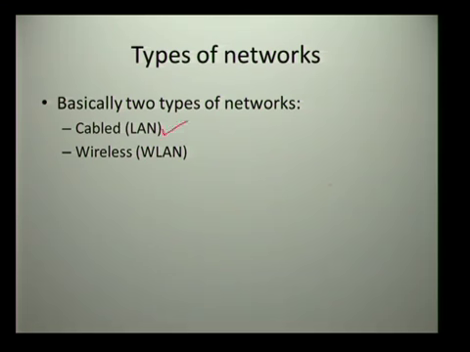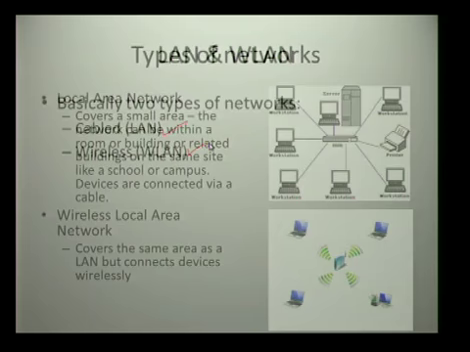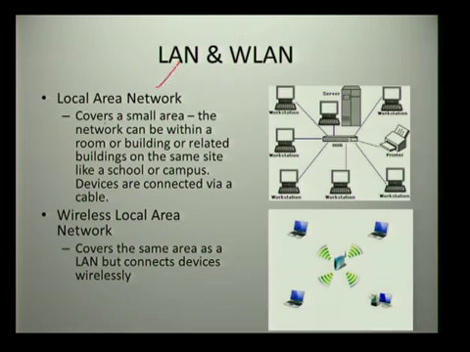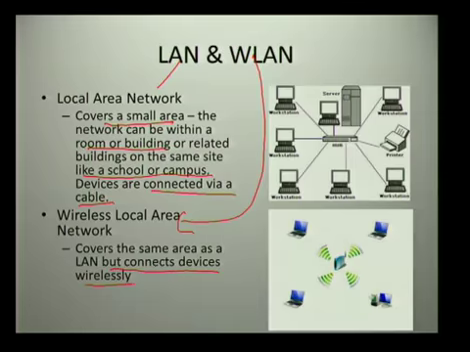Now, grade 11s, you have two types of networks. You have a cabled network and you have a wireless network. Let's go and have a look at the two types of network. This was covered in grade 10, so this is just a quick revision. A local area network, which is your LAN, covers a small area within a room or a building or related buildings on the same campus, and they are connected via a cable. Your wireless area network covers the same area as the LAN but connects devices wirelessly.